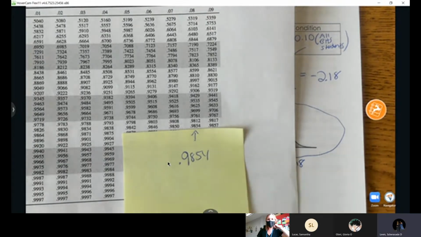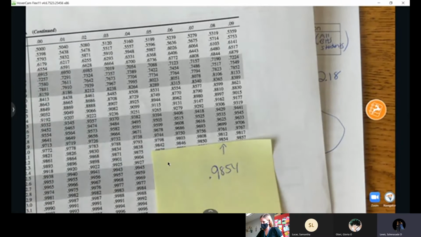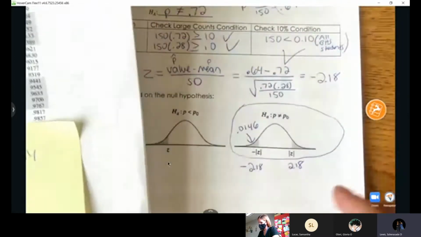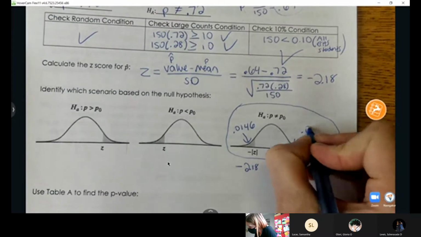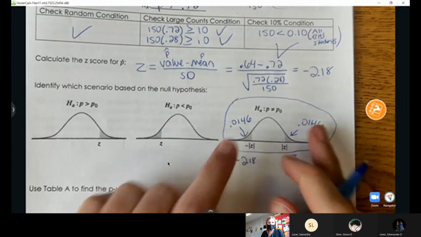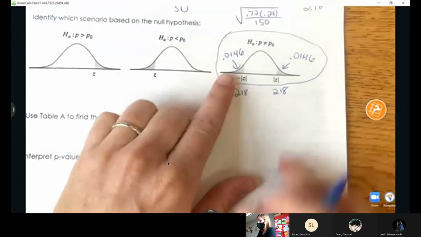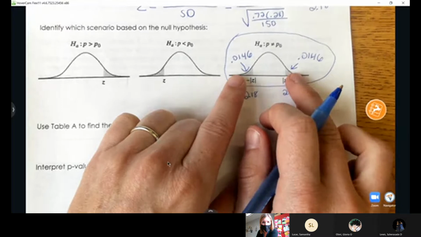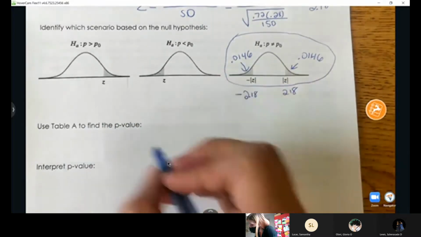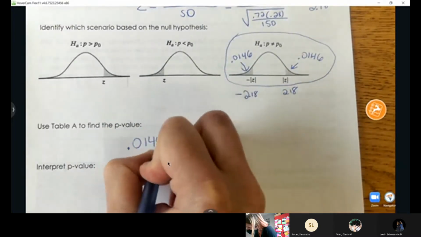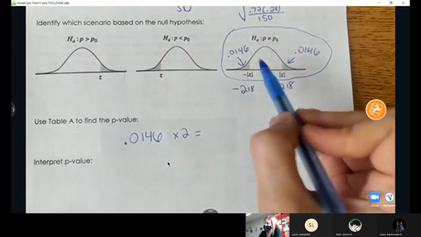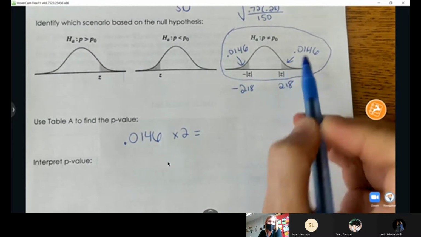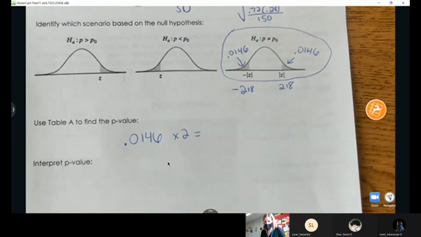All right, when you subtract that from one, what do you get? 0.0146. Perfect. So you should get the same thing. So if you looked up the first one right, you automatically know the second one. So my p-value is both of them because it's a two-sided test. So once you find one of them, you can multiply it by two or you can add them together because it's the same thing, right? Whenever you find one, the other side will automatically be the same. So when you multiply it by two, what do you get?